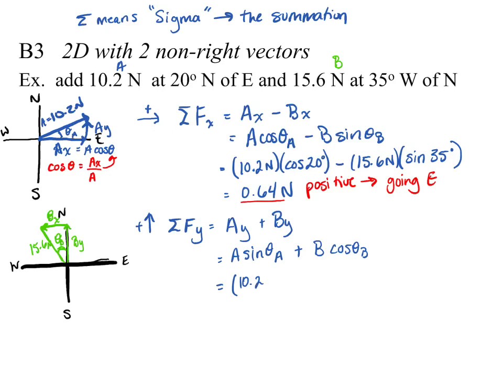Again, A is 10.2 newtons times sine of that angle, which was 20 degrees, plus my vector B, which was 15.6 newtons times the cosine of 35. There we go. I finally got it out. Okay, if you calculate that, you should get 16 newtons.